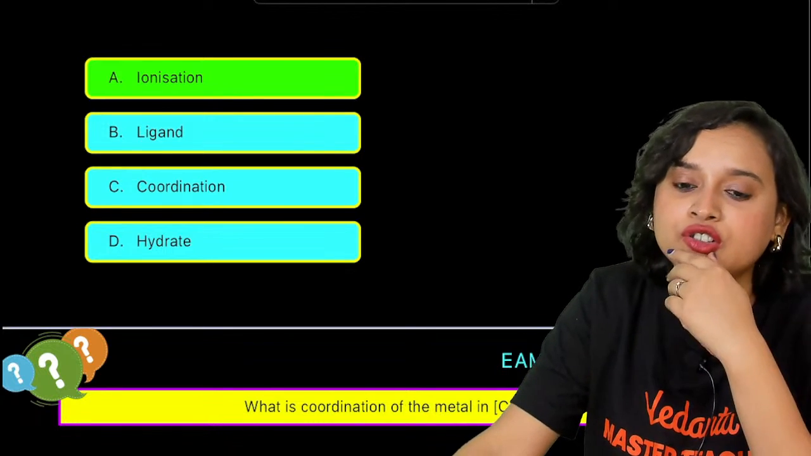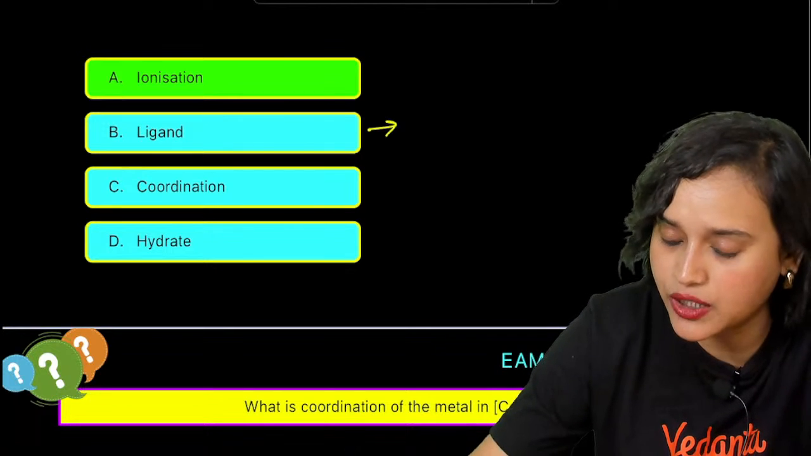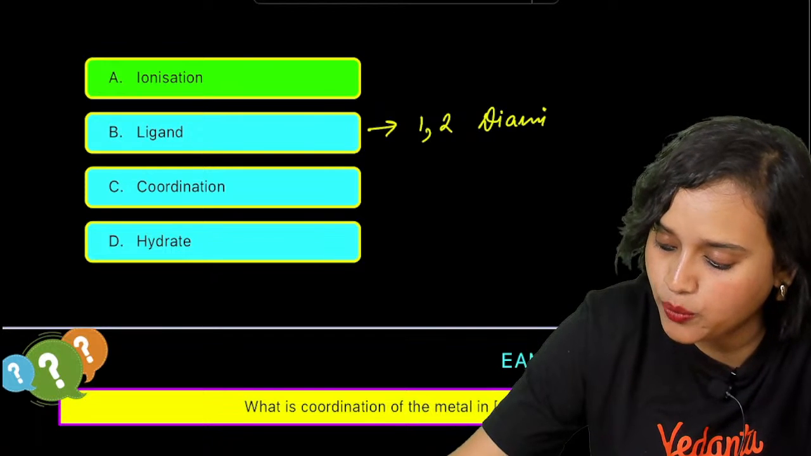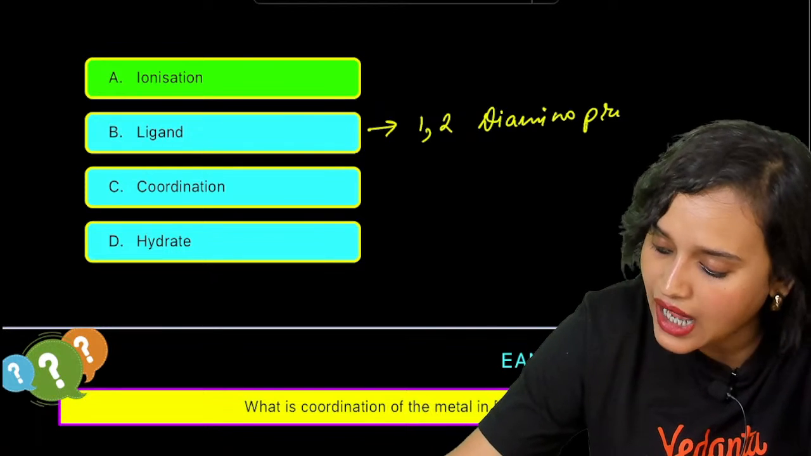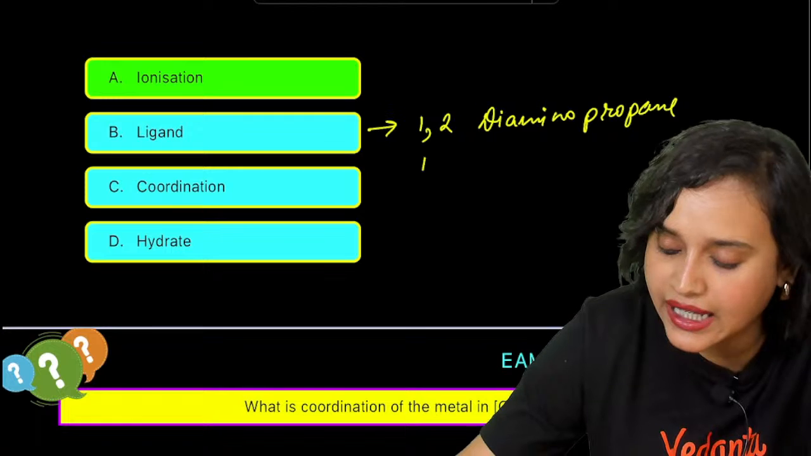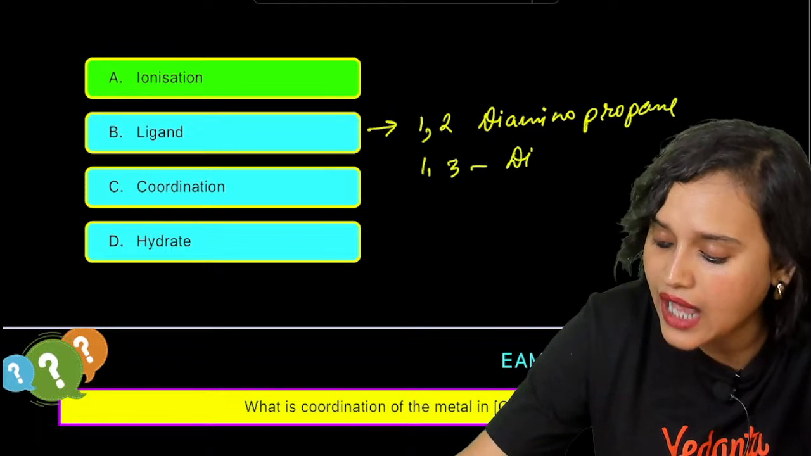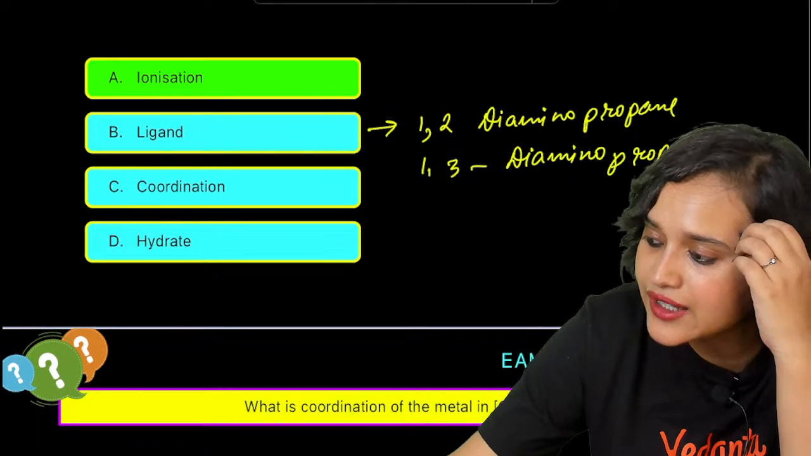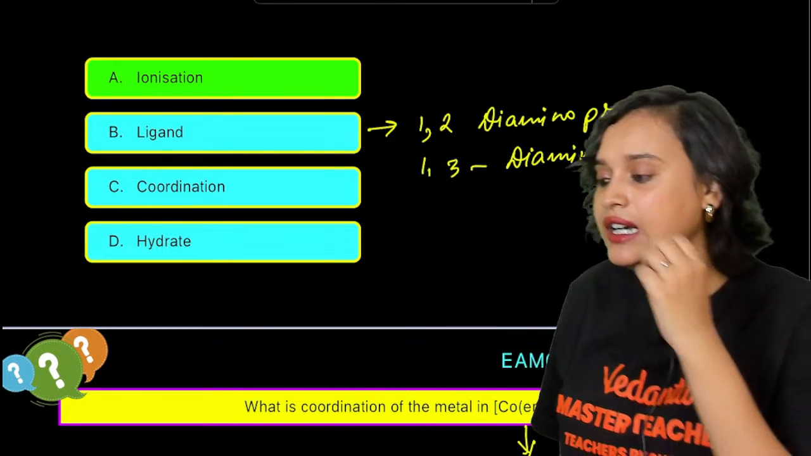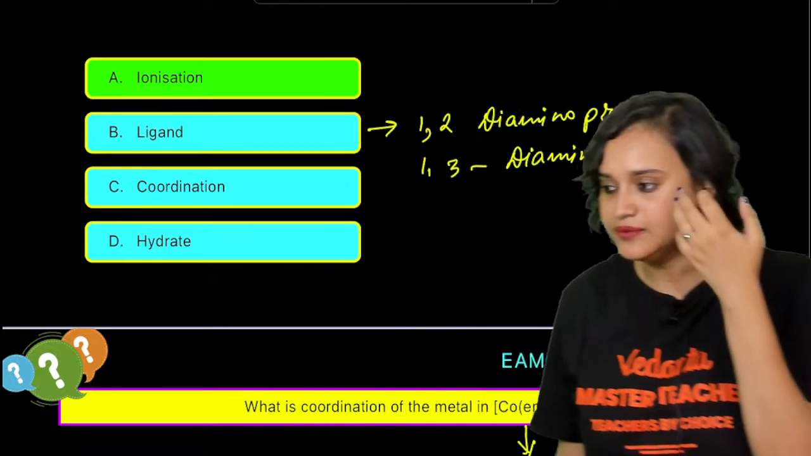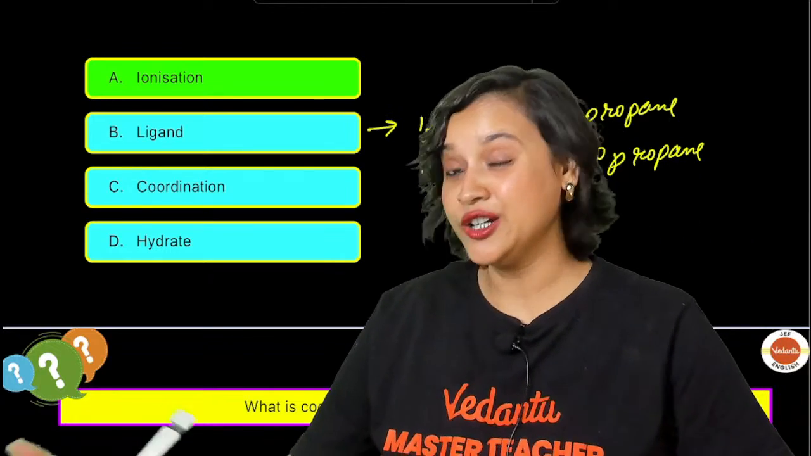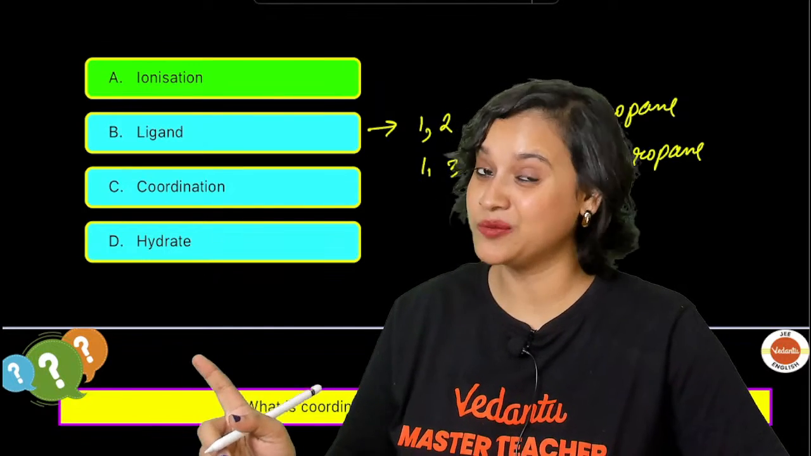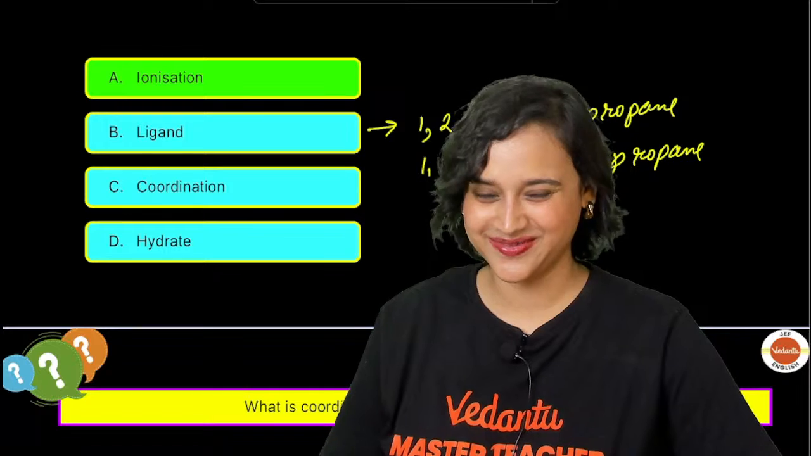For example, I'll give you one example, okay? There is 1,2-diaminopropane, and there is 1,3-diaminopropane. So that's called a ligand isomer, okay? Clear? All right? No, that's an ambidentate ligand, guys. That's an ambidentate ligand.